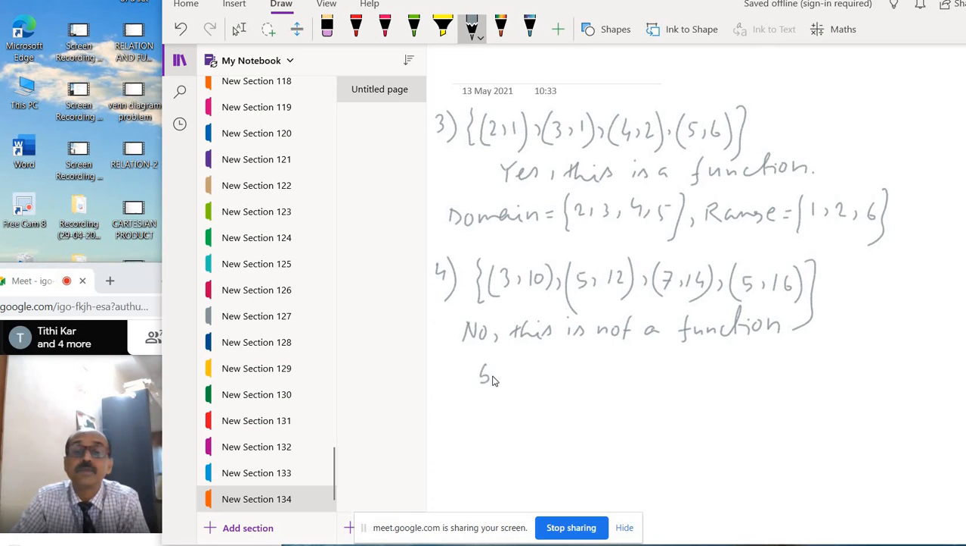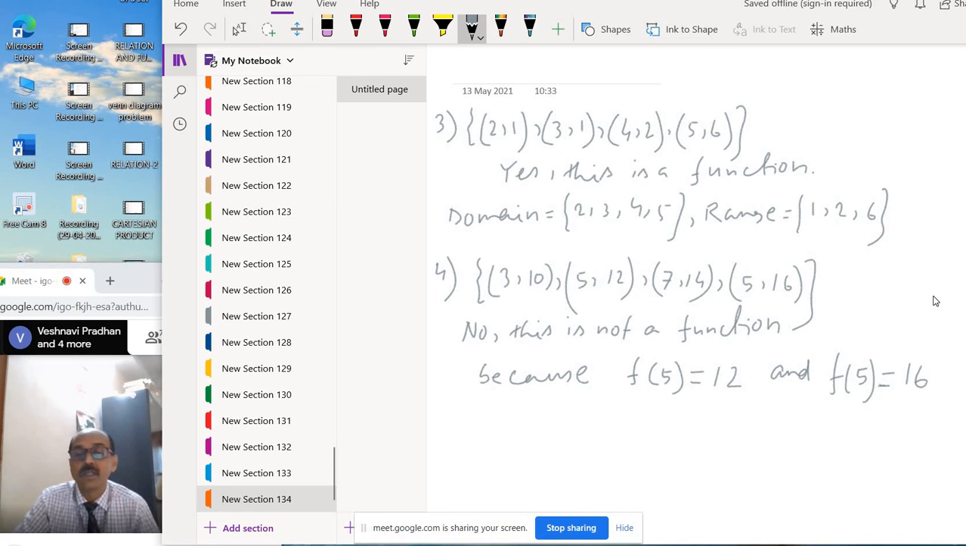This is not a function because f(5) equals 12 and f(5) equals 16. Two images, 12 and 16, are not possible, so it is not a function. Then the domain and range do not exist, so there is no need to write the domain and range.